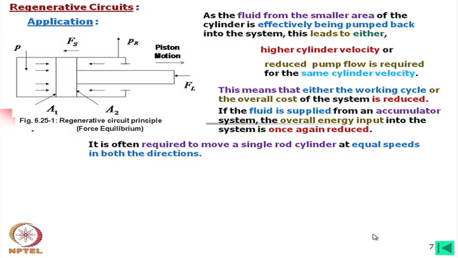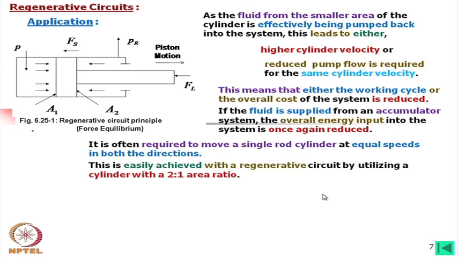It is often required to move a single rod cylinder at equal speeds in both directions. So, if you find that for half area, if you allow the oil the same flow rate, whatever the speed will be in the return stroke, the same speed will be in the forward stroke if the oil is mixed. So, with this also we will get equal speed in both directions, that is another advantage. This is easily achieved with a regenerative circuit by utilizing a cylinder with a 2:1 area ratio, what I have mentioned now. In this case the annulus area is equal to the rod area.